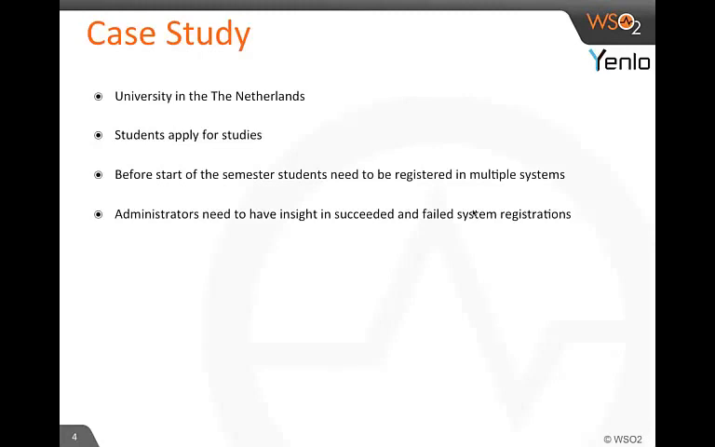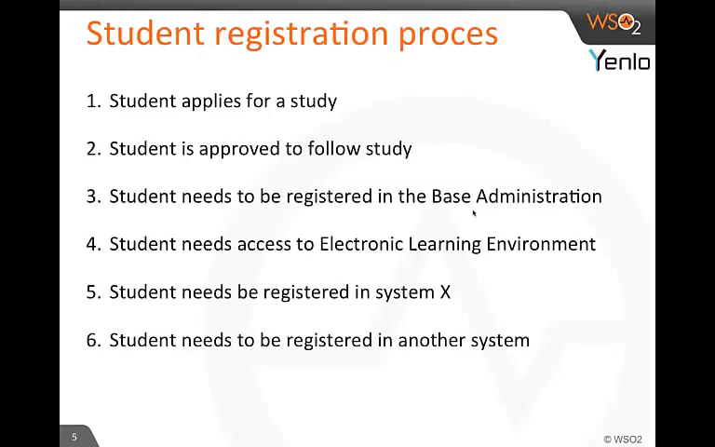As I said before, a student applies for a study, the student is approved to follow the study, and after approval, the student needs to be registered in multiple systems. The systems you can think of are, for example, base administration systems where basic information is stored, like date of birth, place of birth, all these details of the student. But students also need access to, for example, electronic learning environments.